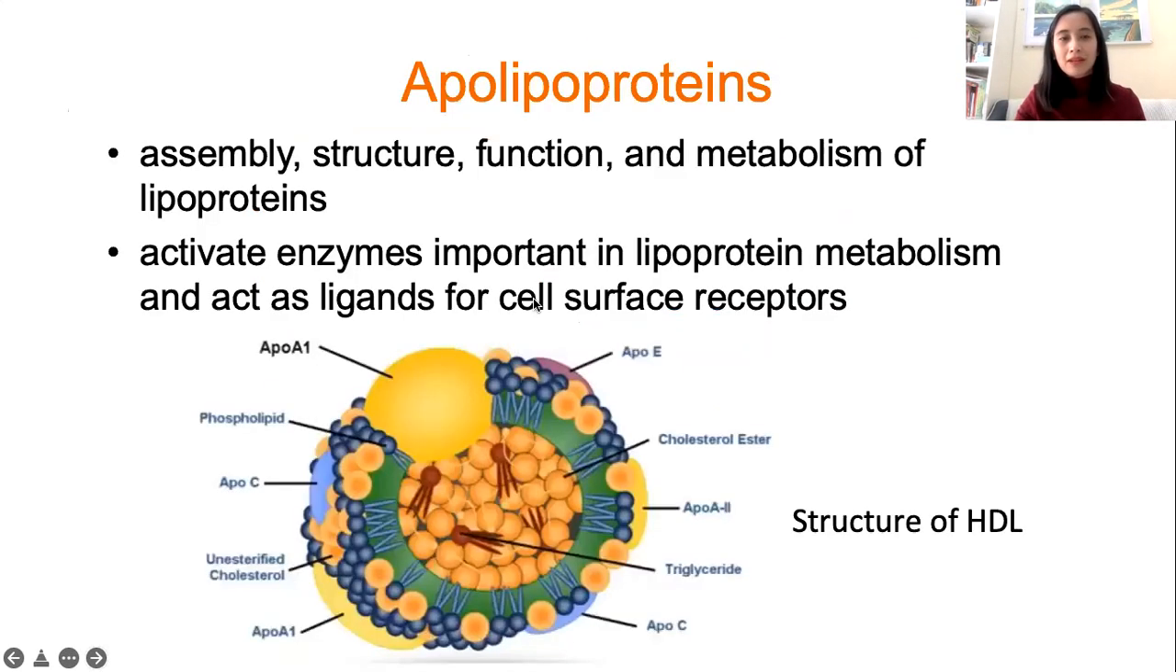Apolipoproteins are components of lipoproteins involved in the assembly, structure, function, and metabolism of the different lipoproteins. They can activate enzymes that are important in lipoprotein metabolism and also act as ligands for cell surface receptors. This is an example of the structure of HDL, and these are the different apolipoproteins on the surface of the lipoprotein: the large ApoA1, ApoE, ApoC, and ApoA2. They all have different functions for each specific lipoprotein.